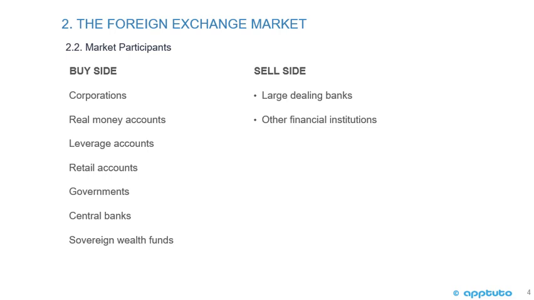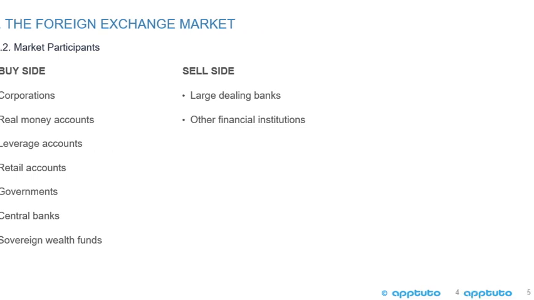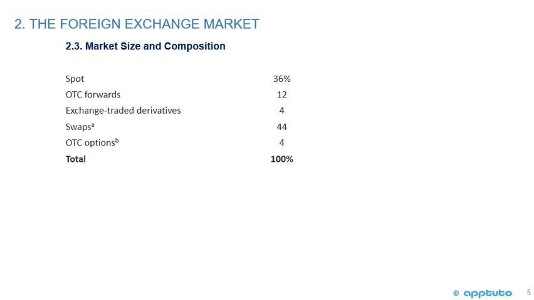On the buy side, we've got corporations, real money accounts, leverage accounts, retail accounts, government, central banks, and sovereign wealth funds. On the sell side, you can see it's large dealing banks or some other financial institutions. And this is just some data from the text with regards to market size and composition.